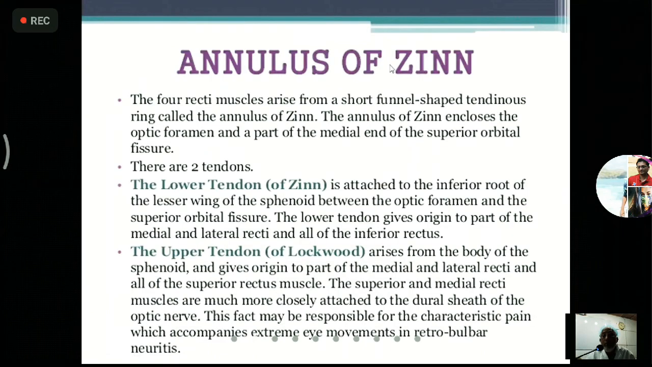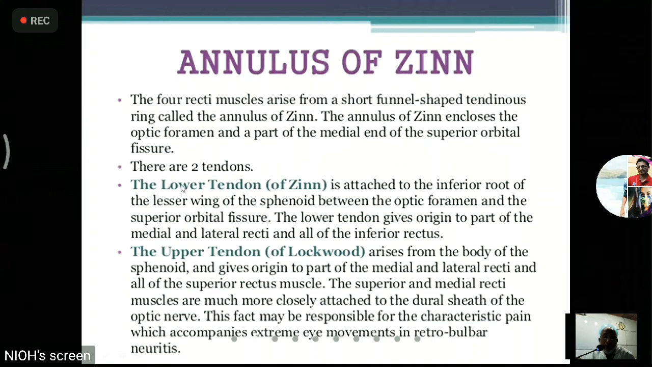Okay. Annulus of Zinn. What is the annulus of Zinn? The four recti muscles arise from the short funnel-shaped tendinous ring called the annulus of Zinn. It's a question of MCQ. What is the shape of the annulus of Zinn? It is funnel shaped. Remember. The annulus of Zinn encloses the optic foramen. The optic foramen lies in the lesser wing of the sphenoid bone. We discussed this previously in the orbit chapter. It also encloses part of the medial end of the superior orbital fissure.